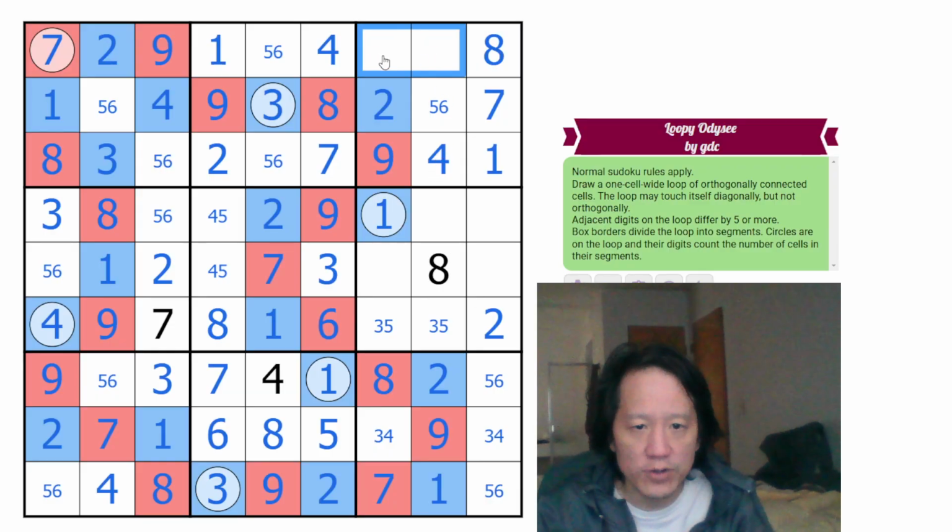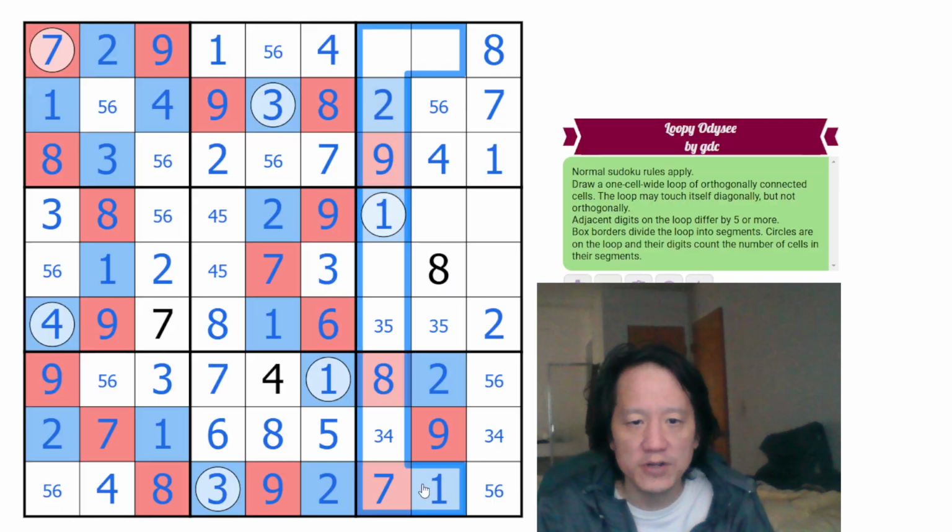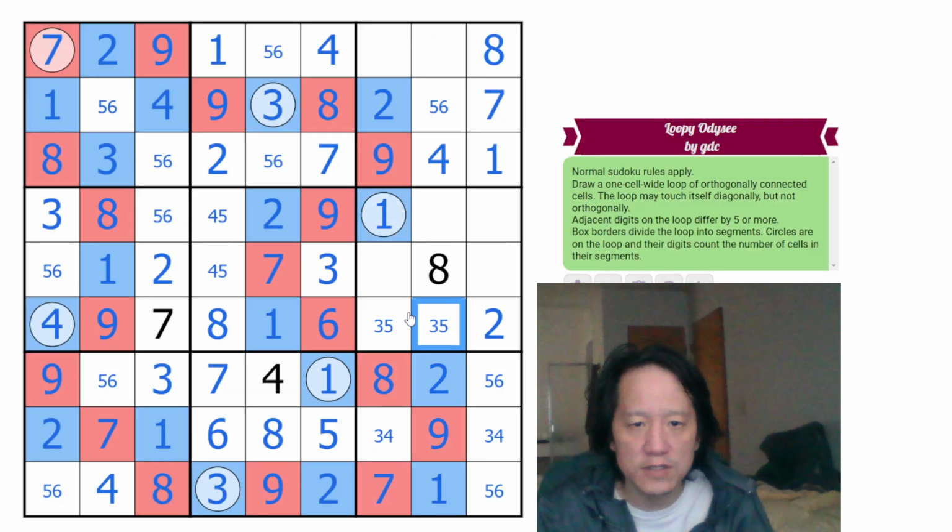We need a 3. We don't know which... The 3 has to be one of these two. The 3 has to be one of these two. Therefore, the 3's in columns 7 and 8 are all accounted for in these two cells and these two cells. So this cannot be 3. Therefore, this is a 4.